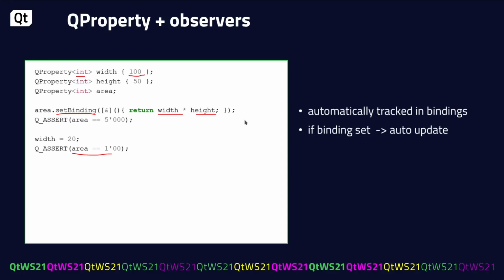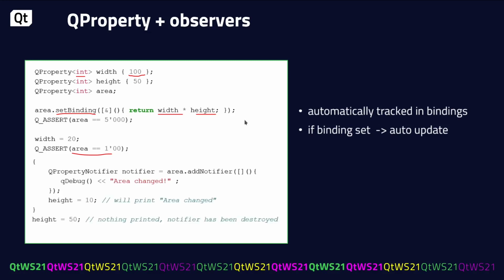And if the binding is set and we change any of the underlying values, the value of the property gets updated automatically. We can do one more thing with properties, and that is we can install an observer, in this case a QProperty notifier, via the function add notifier.